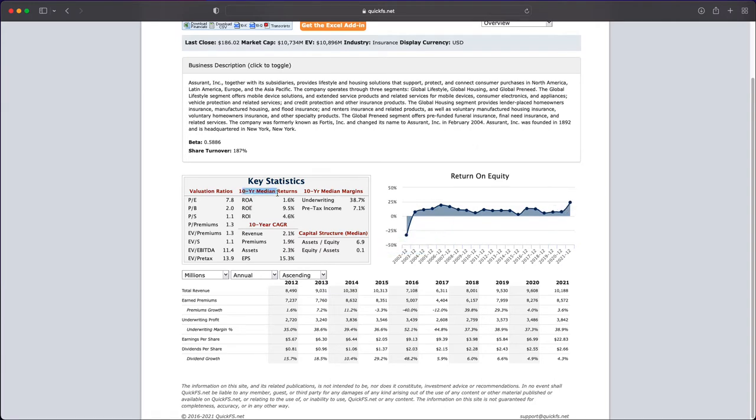And this is where we look at 10-year median returns as valuable, because the 10-year is going to take your last 10 years of results instead of just here. We see return on investment 4.6%. That's fine. That's a lot of bonds. It makes a lot of sense. Return on equity and assets 9.5%. This is a little low for me. I'd like it to be double digits.